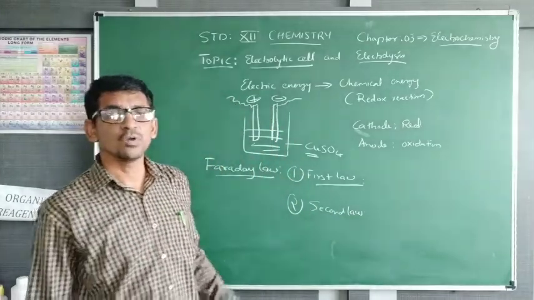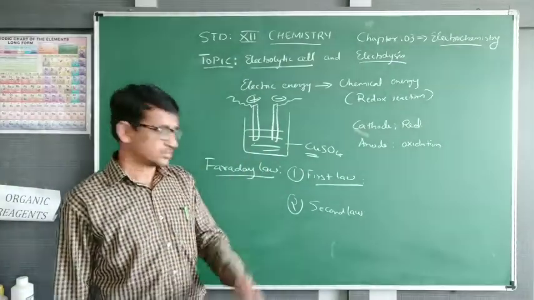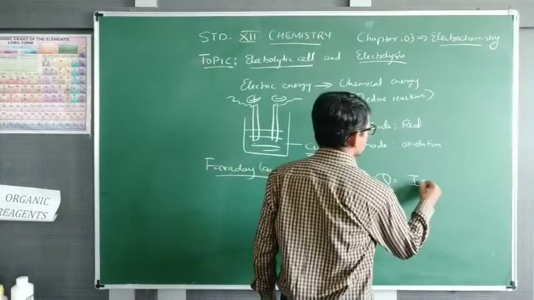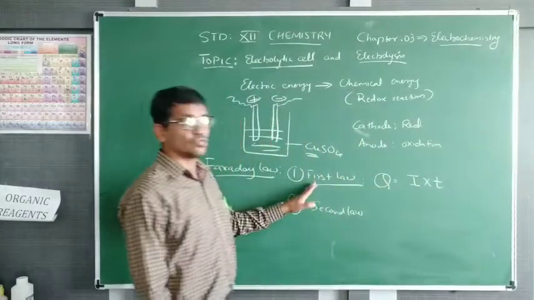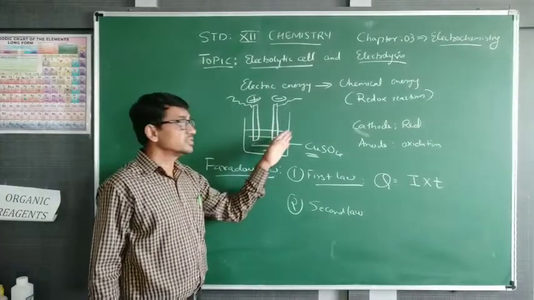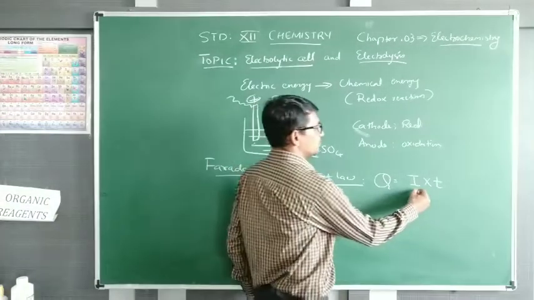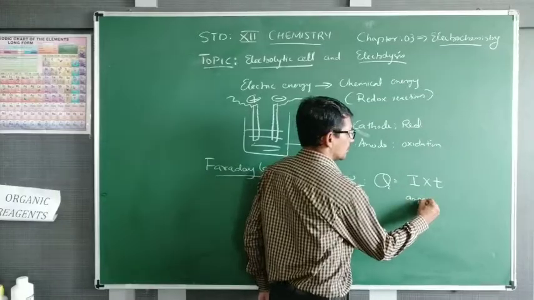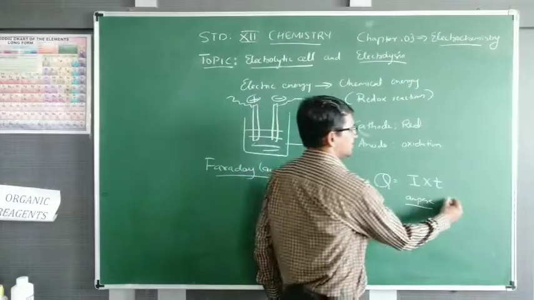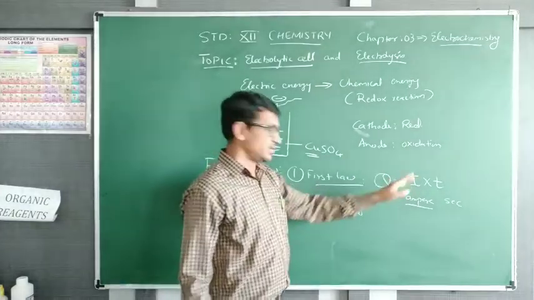First law says that the amount obtained at the electrode is directly proportional to the current passed. Q is equal to I into T. So first law of Faraday states that the amount obtained during this redox reaction at the electrode, means cathode and anode, is directly proportional to current. Current, that is I, we measure in ampere, and time in second. So Q is equal to I T, and this is in coulomb.